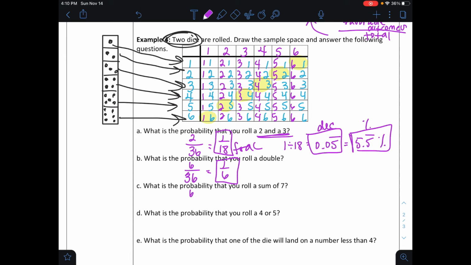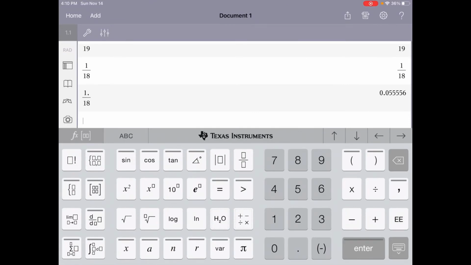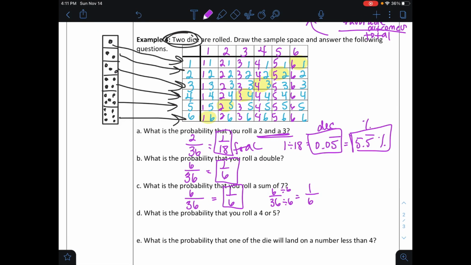How many possible ways can we get 7? 6 different ways. How many possible outcomes are there? 36. It's the same old, same old. And look, to simplify this, you could be like, oh, I could divide both of these by 6. 6 divided by 6 is 1. 36 divided by 6 is 6. Okay, you can do it like that. Or if you don't like that, you can just come over here, type it in your calculator, hit enter. That's it. Just hit enter and it's going to simplify it for you because technology.